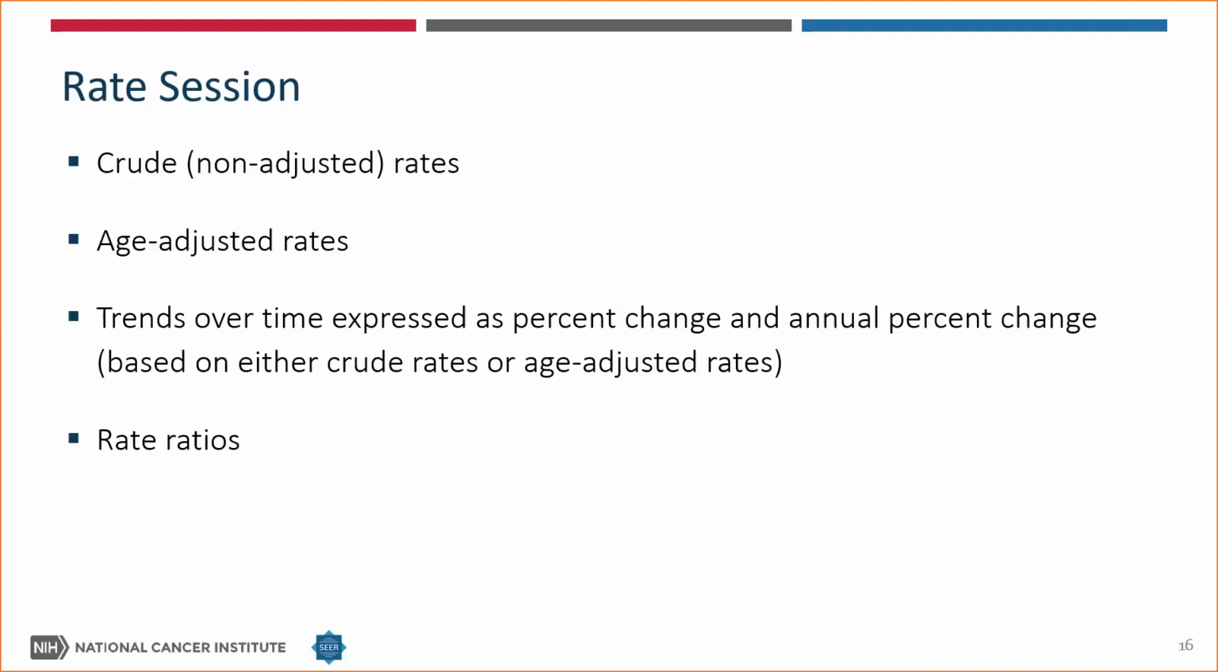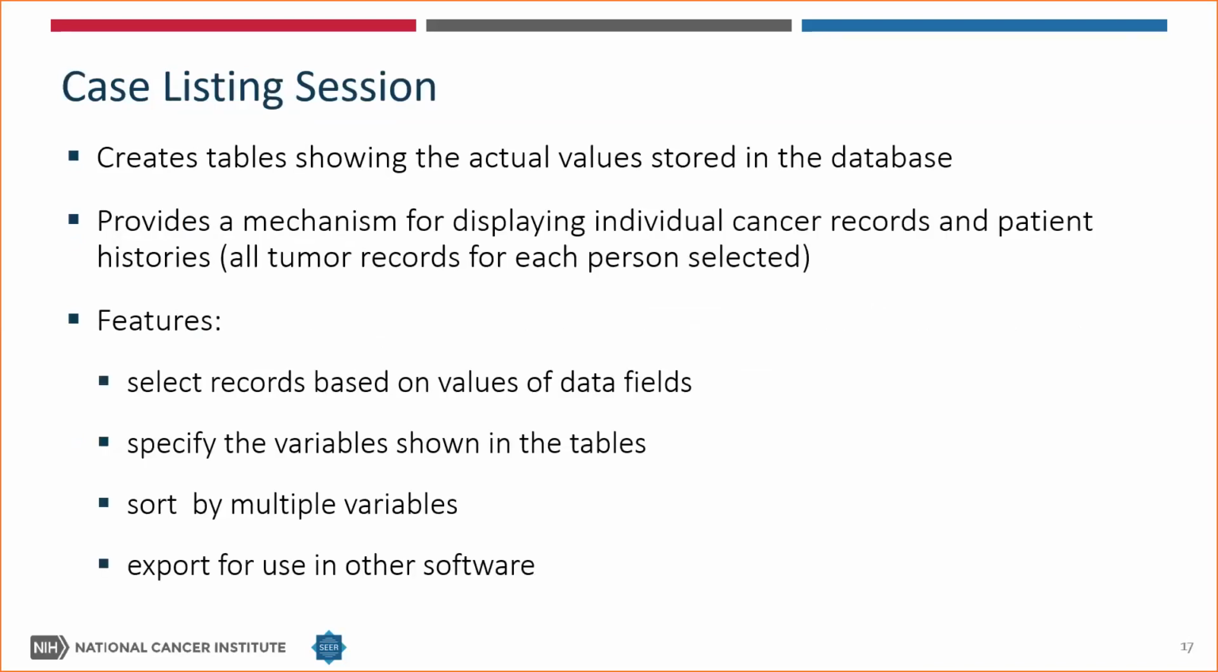And then SEERStat can also calculate rate ratios, which is just looking at a rate over another rate and seeing if they're significantly different from each other. Case listing session, as I said before, creates a table showing the actual values from the database.